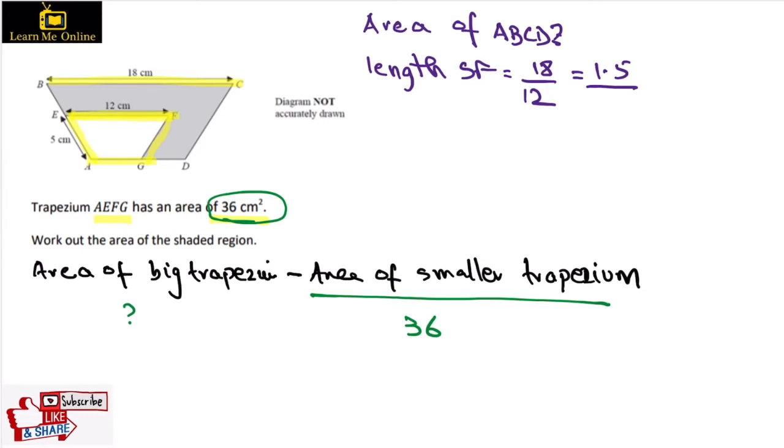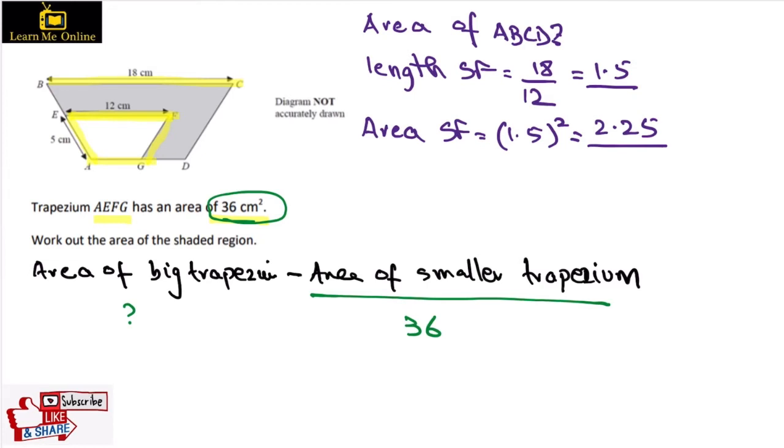Once you have that 1.5, now you're going to find the area scale factor. That would be the squaring of the length scale factor. So the area scale factor would be 1.5 square, and when you square 1.5, you'll get 2.25. So this is your area scale factor. Now we know the area scale factor, and we are finding the area of the bigger shape. Because we are going from the smaller to the bigger, we multiply by the scale factor.